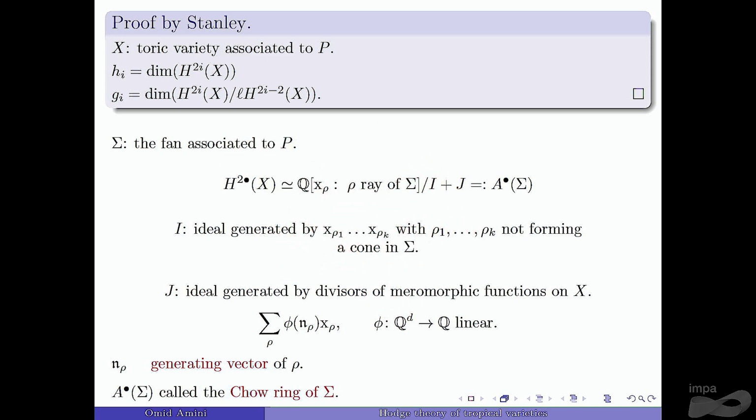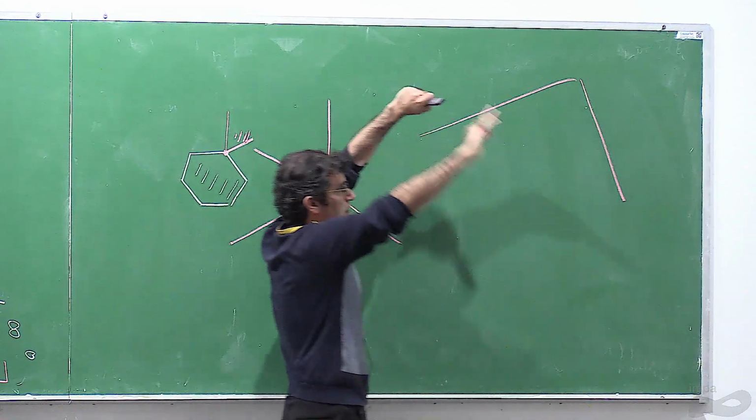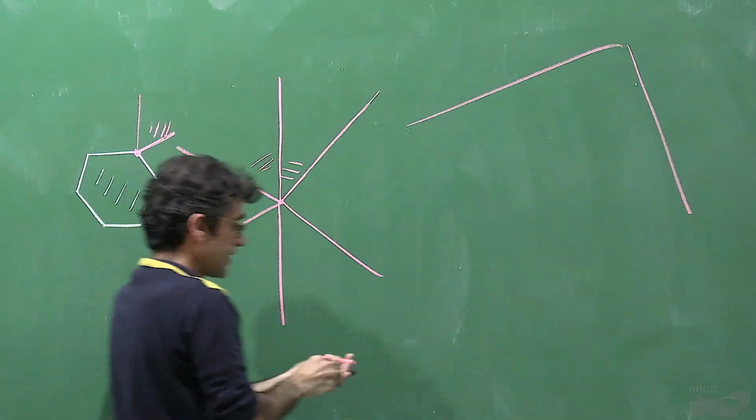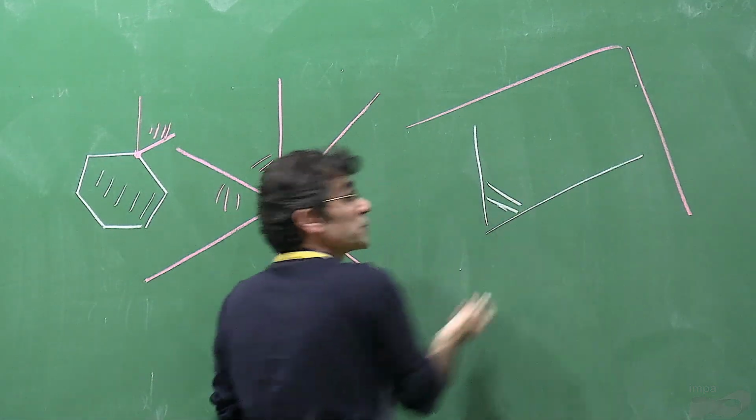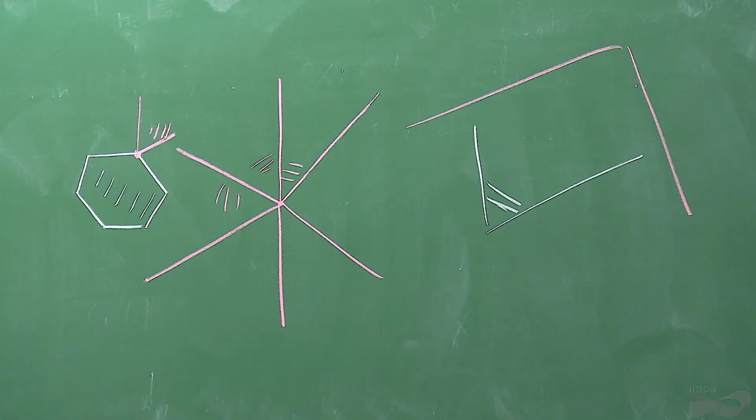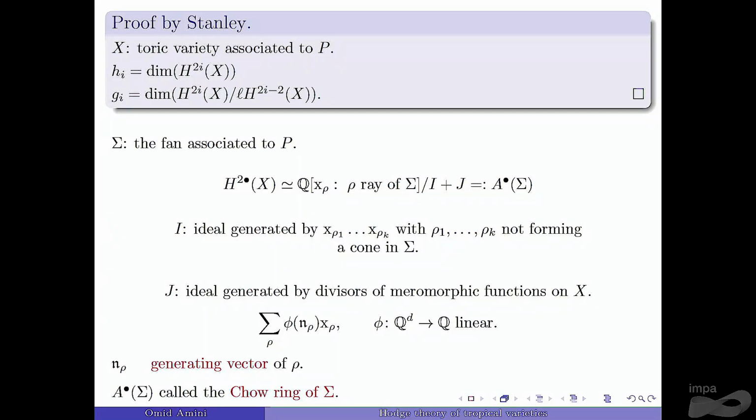The idea is that the only way you can have intersections between the divisors which live on the boundary of the toric variety is that the corresponding rays should form a cone. If the corresponding rays do not form a cone, then the intersection of those boundary divisors should be empty. So the product in the cohomology should be 0. That's why there is a relation given for any collection rho_1, ..., rho_k of rays which do not form a cone in sigma. This is the ideal I. And the ideal J is generated by the divisors of meromorphic functions on the toric variety given by monomials. This is an algebraic way of defining this.